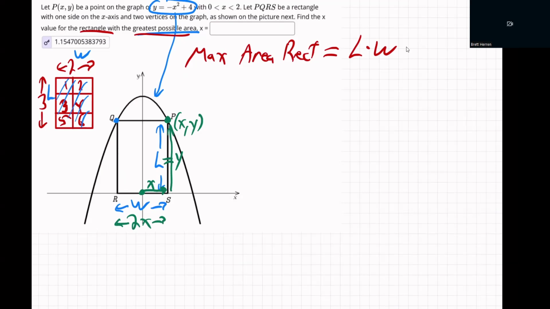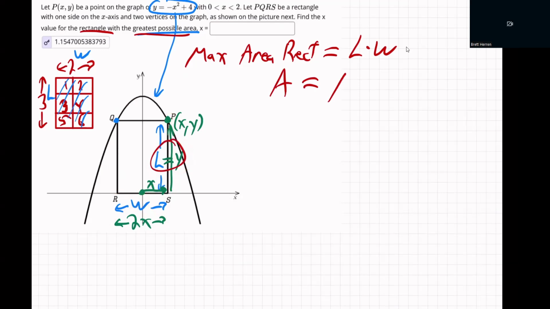Is that too quick? Well, you might say, why 2x? Because remember, whenever we do x, y coordinates, we start at the origin, we go over x, up y, and there's the point (x, y). So notice that x is only half the width. The width is two of those x's, isn't it? Whereas the y is the same as the height or length of the rectangle. So then the area of the rectangle is length times width.